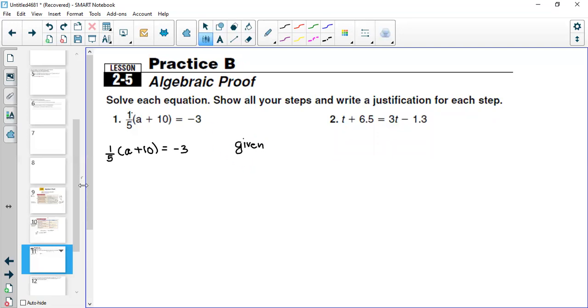Okay, so the next part is I'm going to solve it. When you're solving, what am I going to do? I'm going to move the 1 over 5 to the other side. So it becomes negative 3 divided by 1 over 5. Now what did I do here? I have simplified, I have divided.